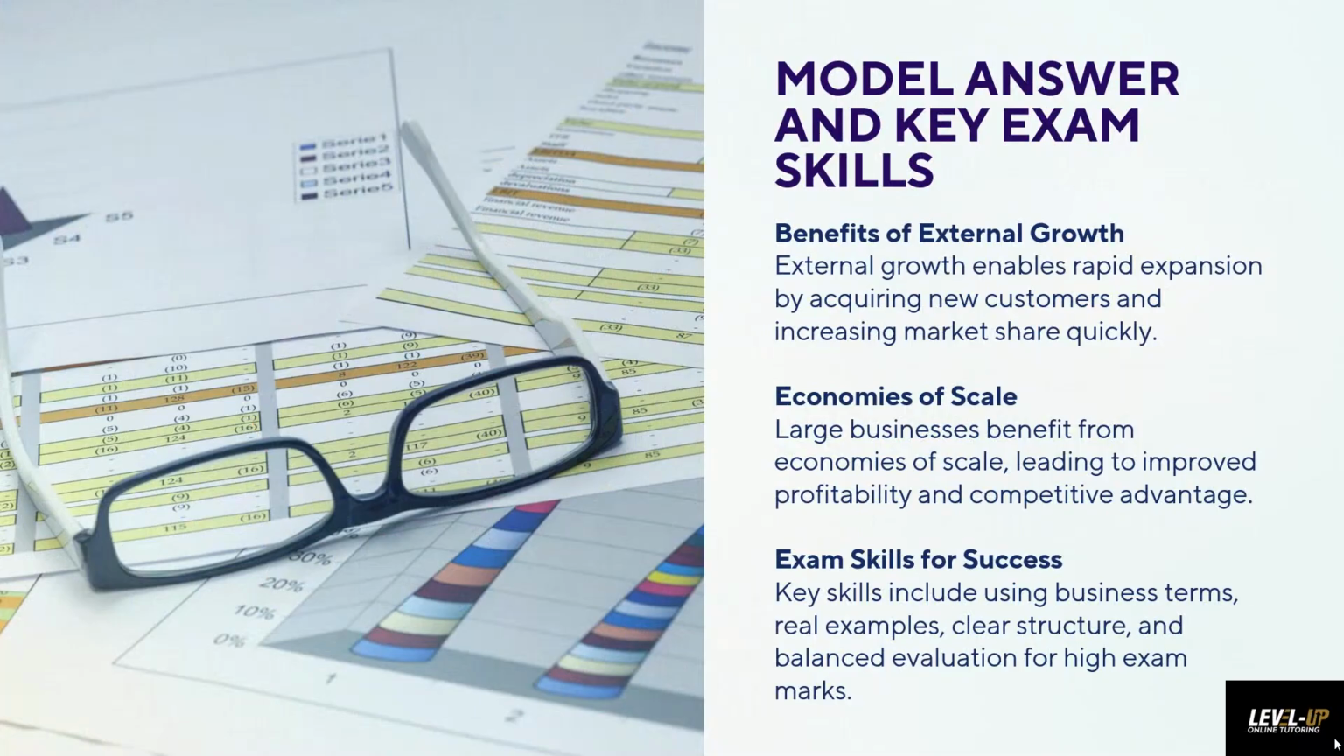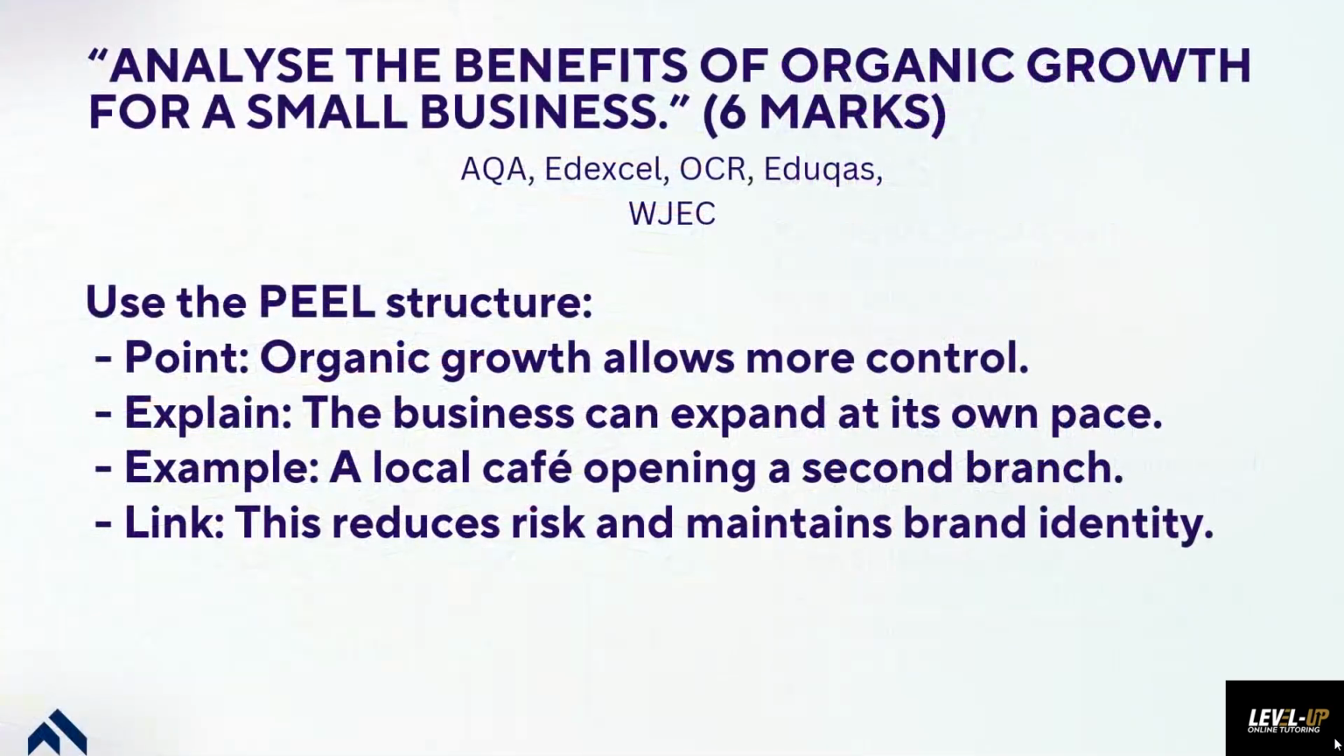For example, external growth enables rapid expansion by acquiring new customers and increasing market share quickly. If you're talking about economies of scale, you say large businesses benefit from economies of scale, leading to improved profitability and competitive advantage. So you need to remember that using the correct terminology, clearly structuring, using your examples, and looking towards a balanced evaluation is where you will get the highest marks.